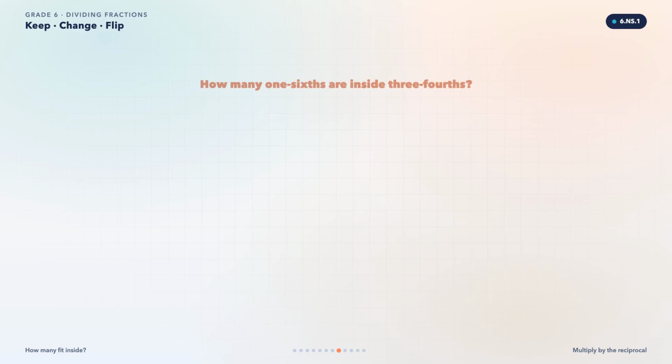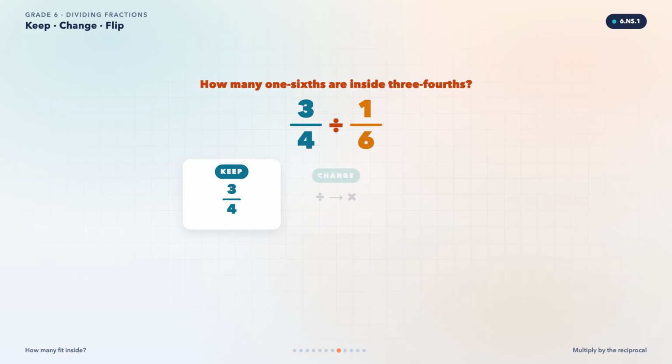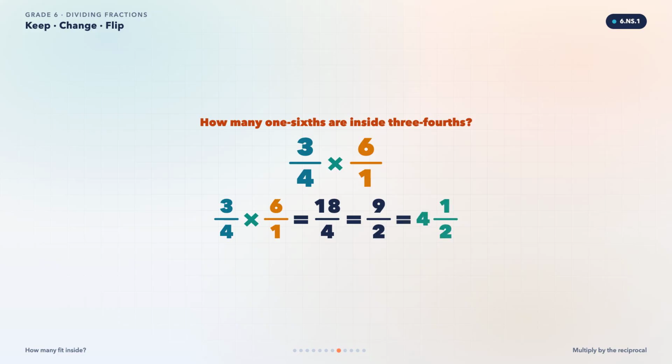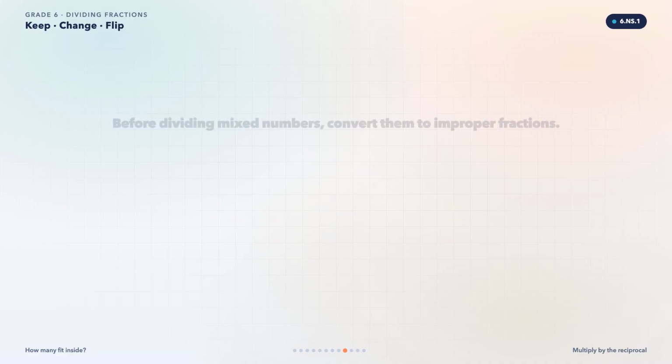Another one. How many 1/6 are inside 3/4? Keep 3/4. Change to multiply. Flip 1/6 to 6 over 1. 3/4 times 6 is 18/4. Simplify. Both divide by 2. So 9 halves. 9 halves is 4 and 1 half. So 3/4 divided by 1/6 equals 4 and 1 half. There are 4 and 1 half groups of 1/6 inside 3/4. When mixed numbers show up, convert them to improper fractions first.